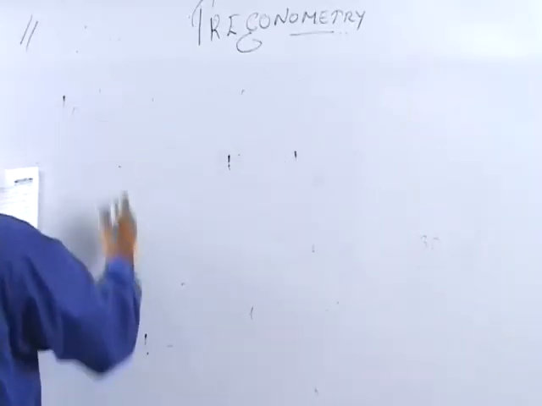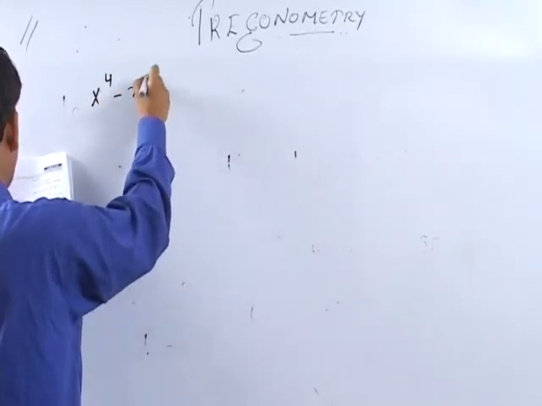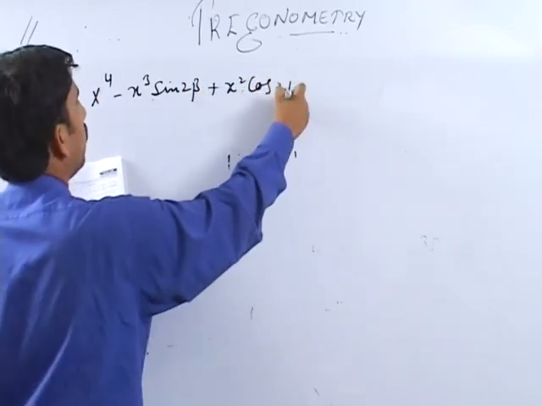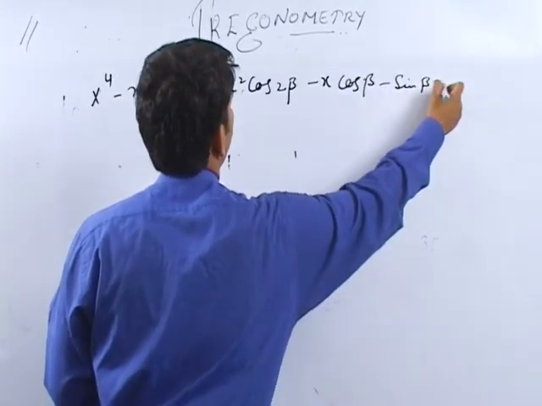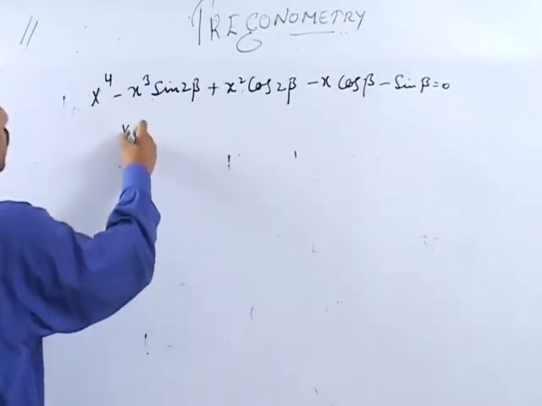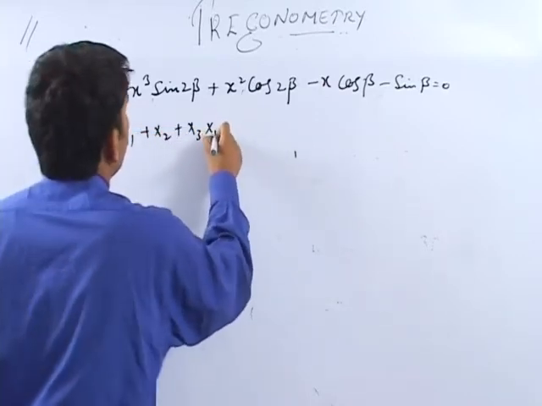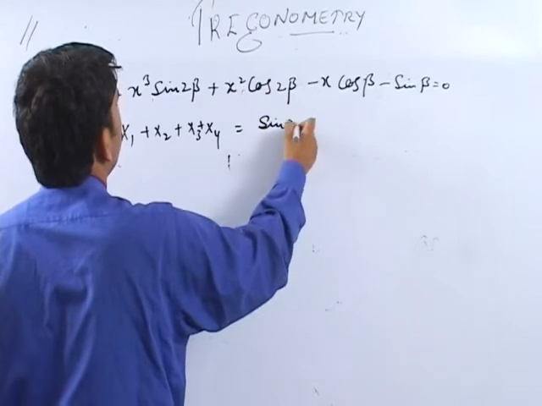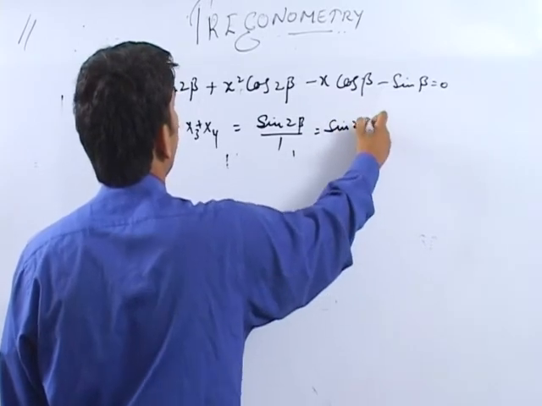If x1, x2, x3, x4 are the roots of the equation x raised to 4 minus x cube sin 2 beta plus x square cos 2 beta minus x cos beta minus sin beta is equal to 0. Now since x1, x2, x3, x4 are its roots, we take the sum of the roots taken one at a time. This will be x1 plus x2 plus x3 plus x4 is equal to minus coefficient of x cube, that means sin of 2 beta, minus minus will be positive, over 1, which is equal to sin of 2 beta.